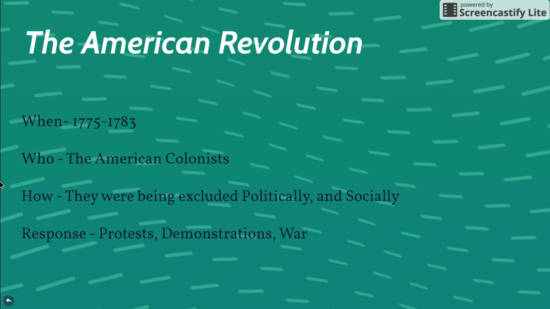So the response to the American Revolution evolved over time. It started with protests and demonstrations, things like the Boston Tea Party. But when that didn't lead to the change that they were hoping to see, the colonists declared independence and engaged in war, and we had the American Revolution.